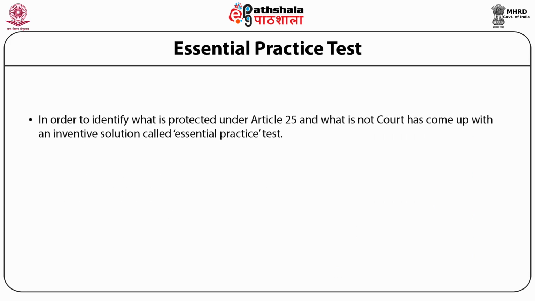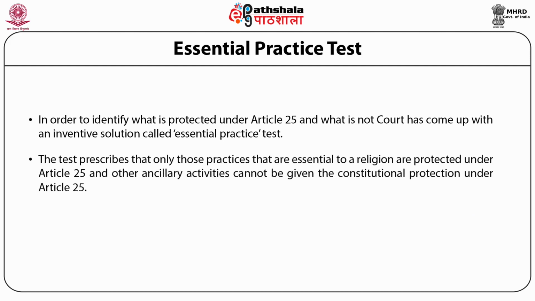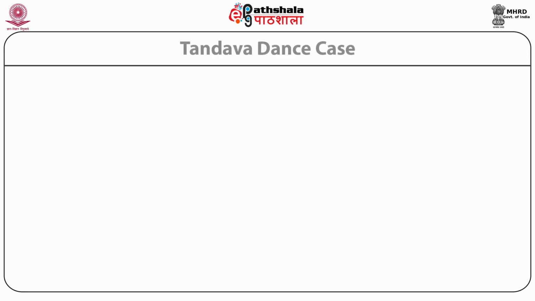In order to identify what is protected in Article 25 and what is not, the court has come up with an inventive solution called an essential practice test. The test prescribes that only those practices that are essential to a religion are protected under Article 25, and other ancillary, subsidiary, if you will, activities cannot be given the constitutional protection under Article 25.